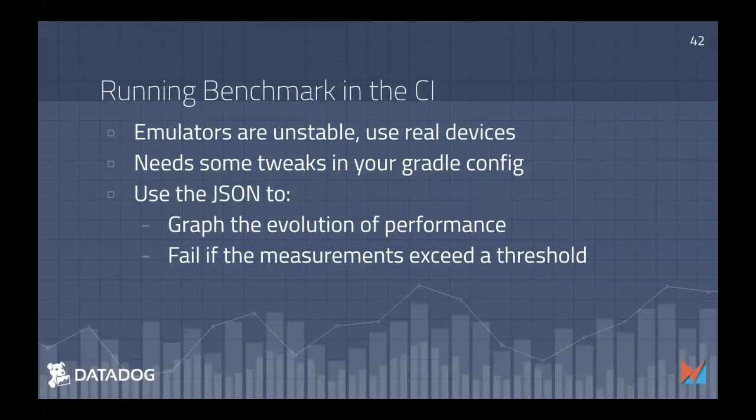And then you can parse the JSON to either graph the evolution of performance or fail if the measurements exceed a threshold, which this latter one is what we are doing in Datadog, because some of our code might run on the main thread, and we don't want these calls to take too long. So we make sure that they stay below a given threshold. And if a change, a refactoring makes them go over, it means it takes too long and we fail the build.